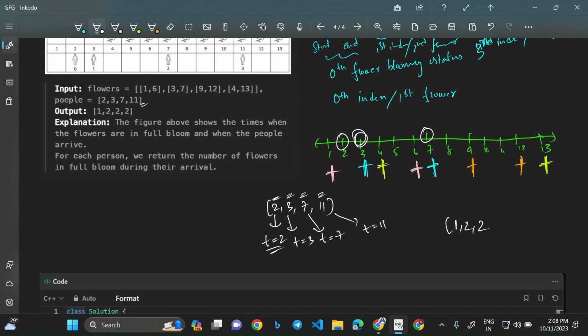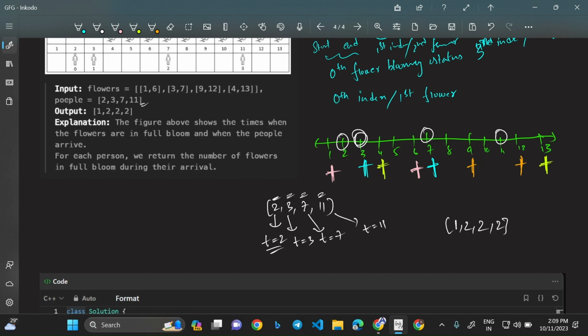Now come to t equal to 11. Coming to t equal to 11, how many colors are there? Pink has started, pink has ended, so it's gone. Blue has started, blue has ended, it's gone. But yellow has started, and it hasn't ended. And orange has started, and it hasn't ended before 11. So how many flowers are there? This flower and this flower. So a total of two flowers are still in the blooming stage. So we have completed t equal to 11.